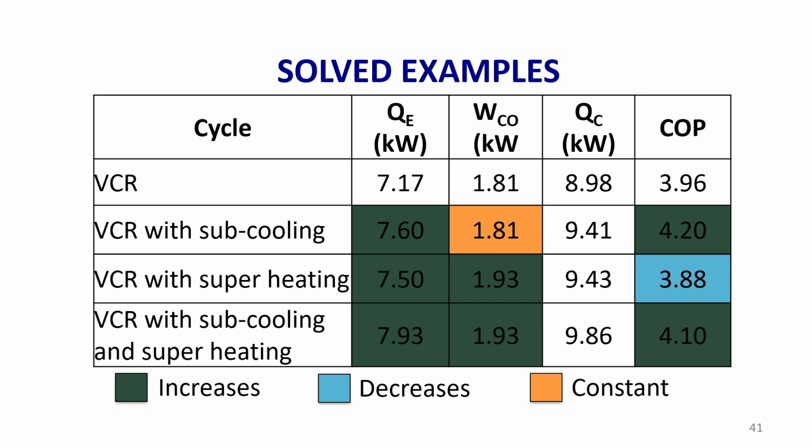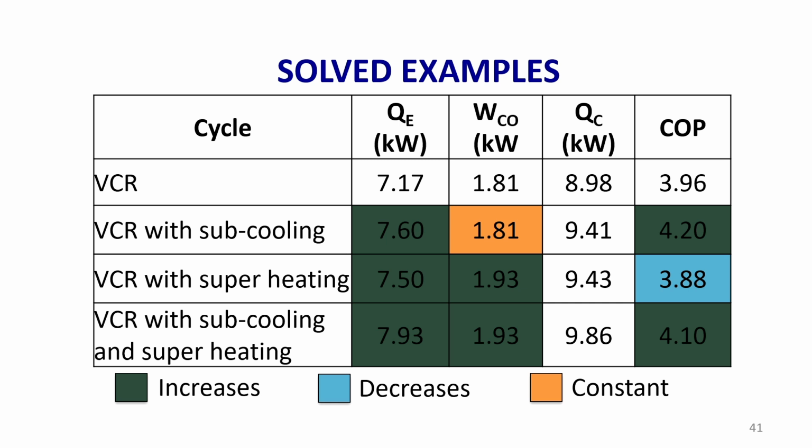When we have VCR with subcooling and superheating, the cooling capacity is highest, the work of compression of course is also highest, and the COP is more than with superheating alone, but it is less than with only subcooling.